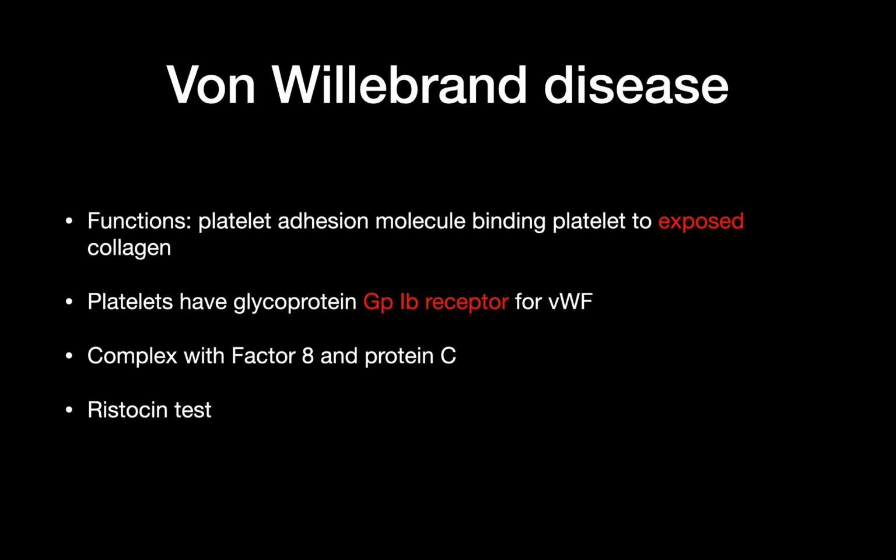Von Willebrand disease, problems with the platelets adhering to the exposed collagen. The platelets will have a glycoprotein GP1B receptor for von Willebrand factor, and normally it complexes with factor 8 and protein C. Of course, if there's a problem, these are not going to be binding to the von Willebrand factors, and you use a ristocetin test to see if the receptor itself is defective or there's just a deficiency of the von Willebrand factor.